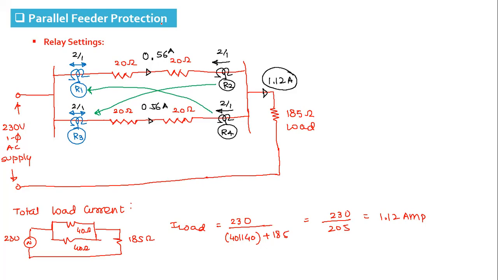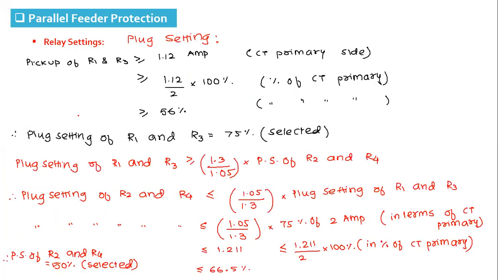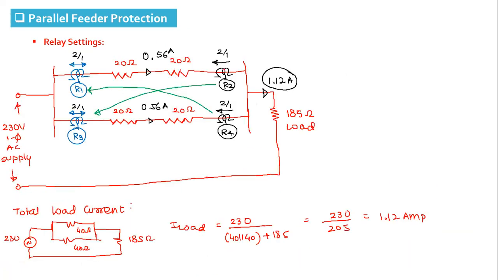Okay. So for the primary relays, the settings of R2 and R4 and R1 and R3 will be identical. If I calculate for any one relay, suppose for R1, the same setting will be for R3. You can see here I have written. Likewise, the settings of R2 and R4 will also be identical because these two feeders are exactly identical to each other.